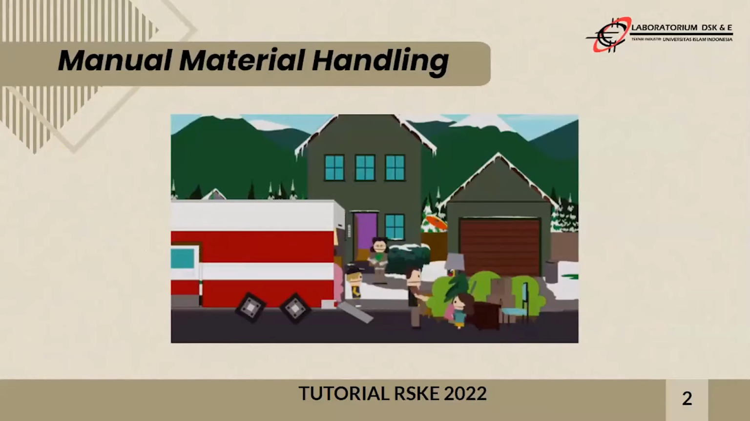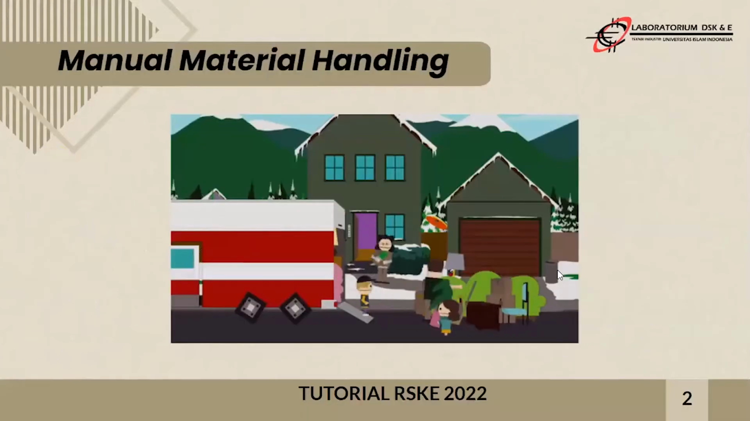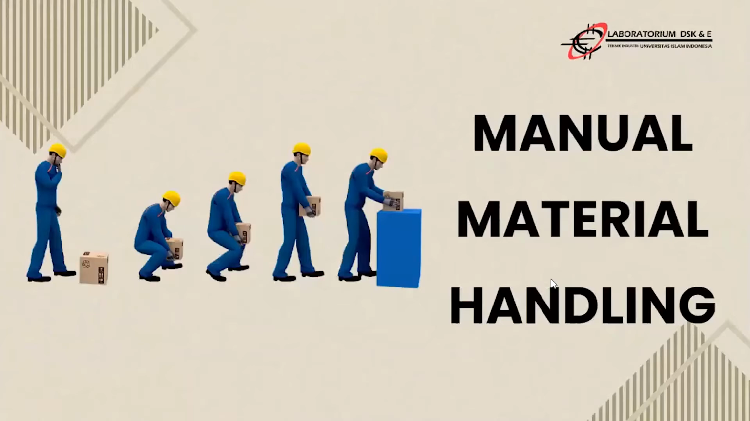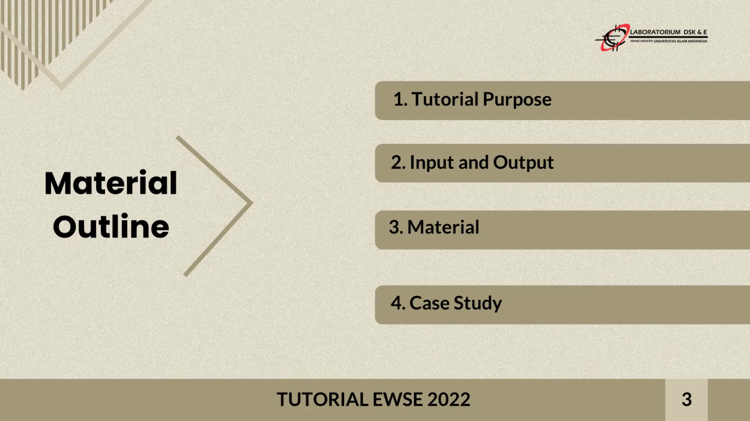Based on the case above, manual material handling has a role in finding out whether the condition of the operator's workstation is safe and whether the load is in accordance with these conditions. So later we can make recommendations according to the RWL and LI calculations. Here's the outline of the material in this tutorial. The first is the purpose of the tutorial, input and output, tutorial material, and we end with a case study.